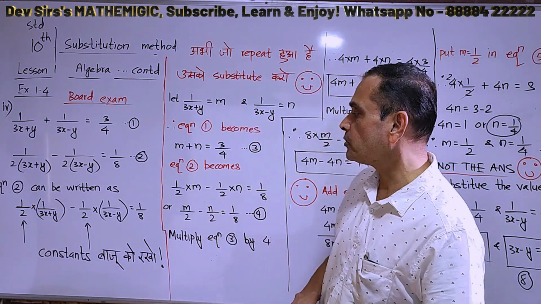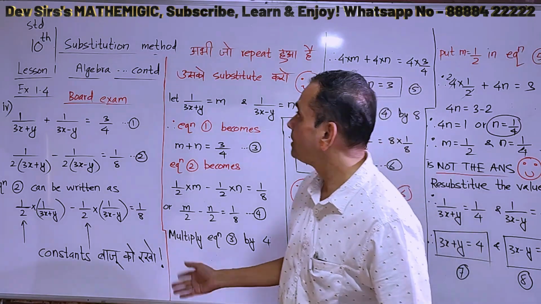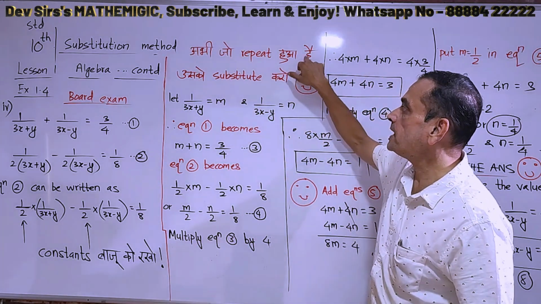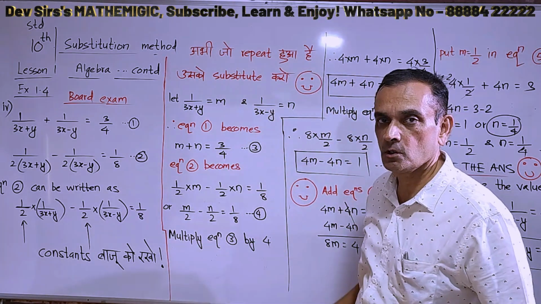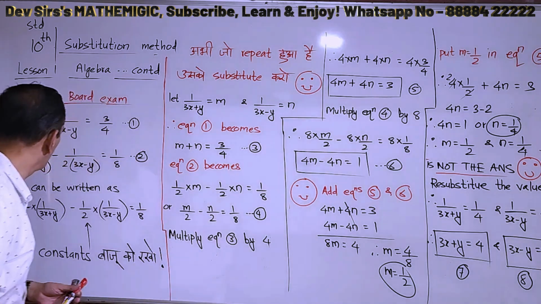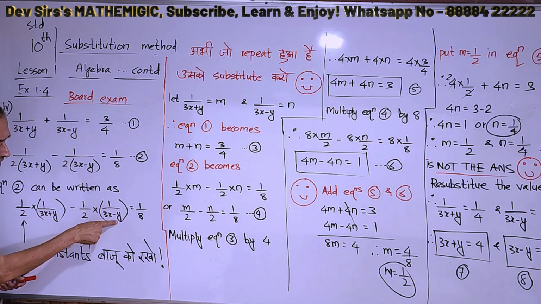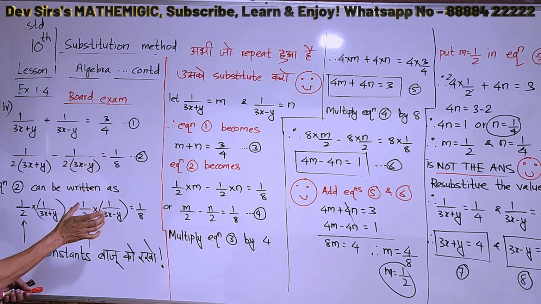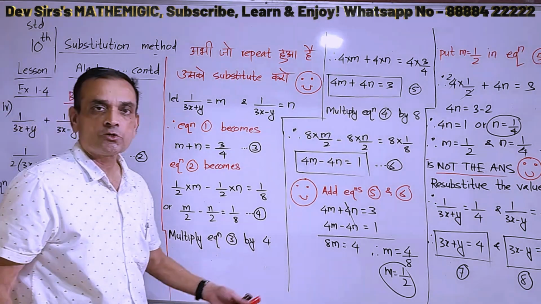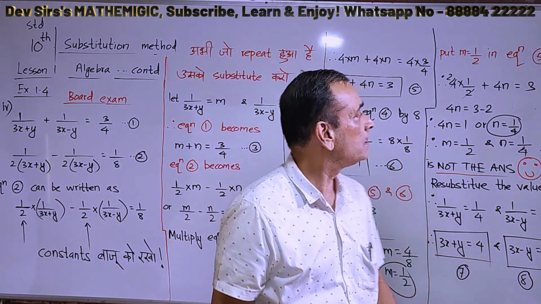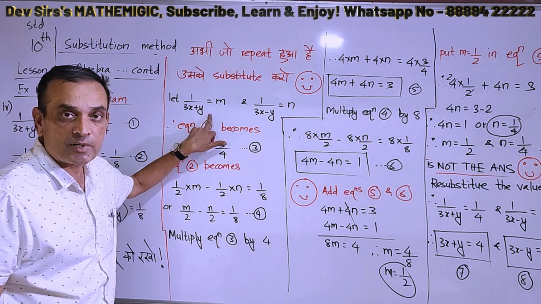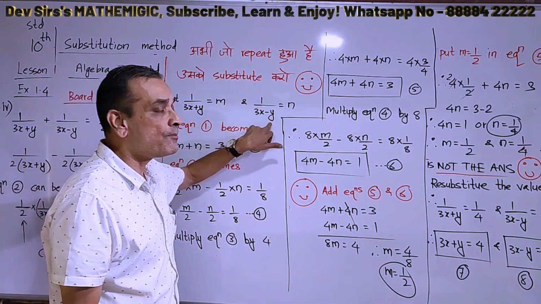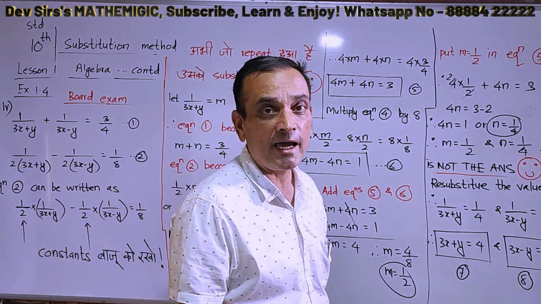Now what is the substitution? You can see here. अभी जो repeat हुआ है उसको substitute करो. क्या repeat हो गए? 1 upon 3x plus y and 1 upon 3x minus y. This bracket and this bracket is repeated in both the equations. So naturally, what is our substitution? Let 1 upon 3x plus y equal to m, 1 upon 3x minus y equal to n.